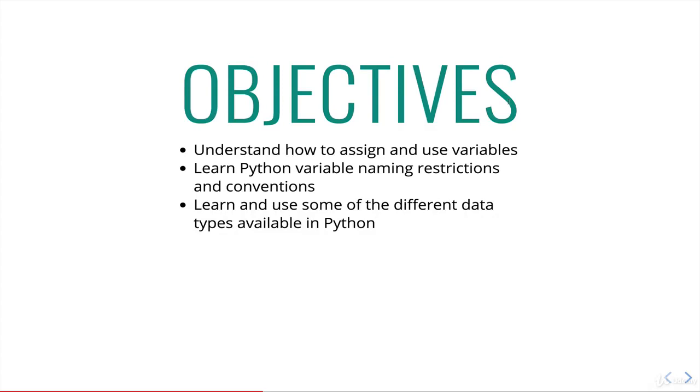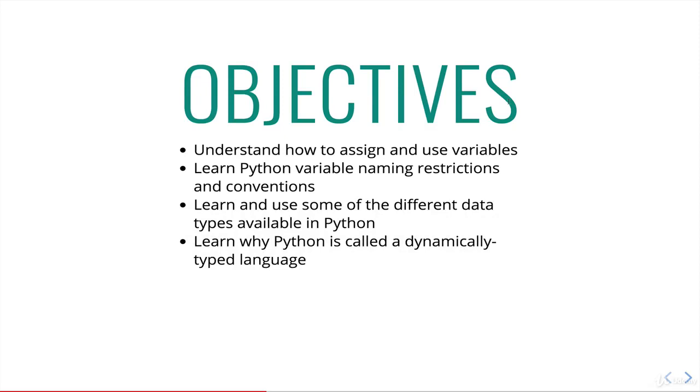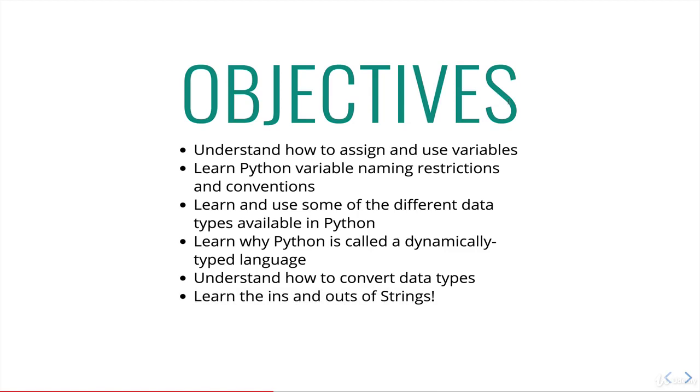So a quick overview. Why Python is called a dynamically typed language. Then we'll focus on converting data types. So if we have something of an integer, for example, how do we convert it to a float? Or the other way around, or what if we're working with text and we want to convert that to a number? Is that possible?